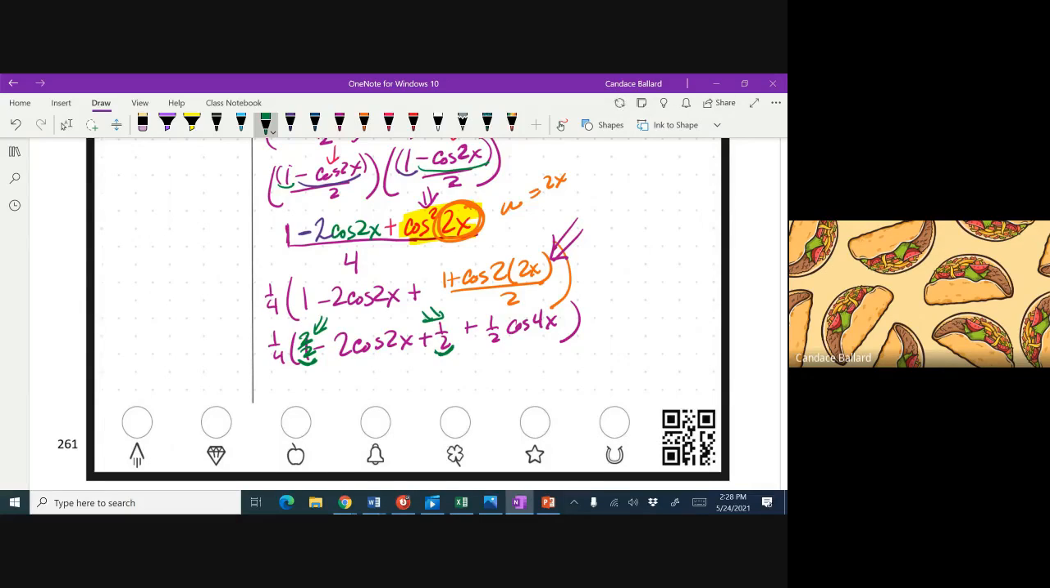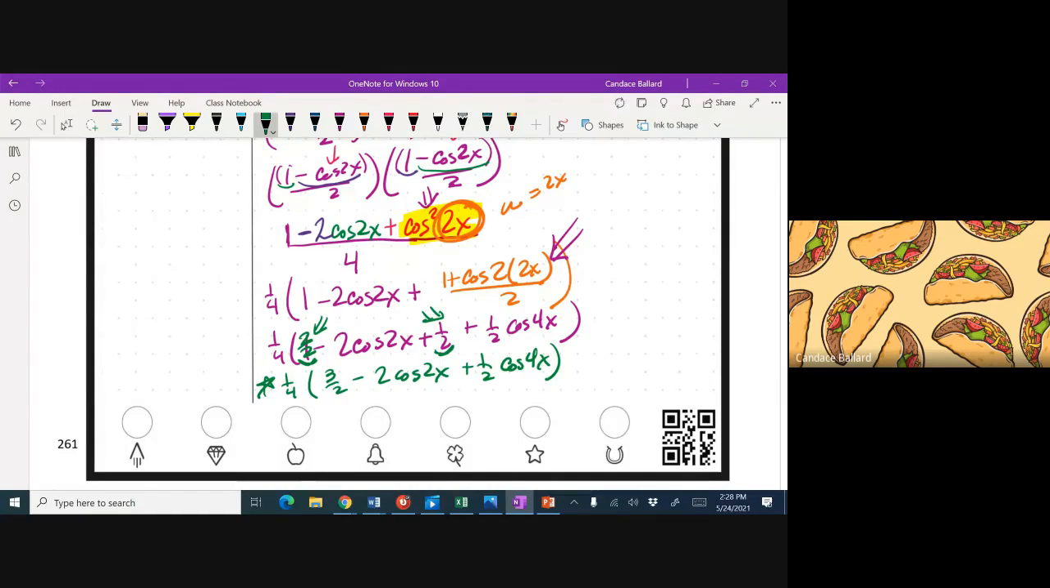All right, Logan was in there quick today. Good job, everybody. Okay, so I'm saying 1/4 times 3/2 minus 2 cosine of 2x plus 1/2 cosine of 4x. Okay, answer number 1, perfectly good answer, right? Maybe they leave the greatest common factor out front. All right, I'm going to show you 2 different ways you can get another answer off of this.